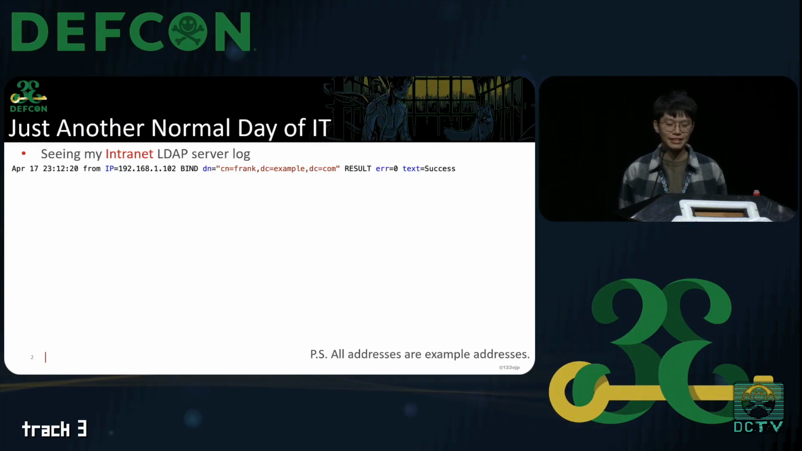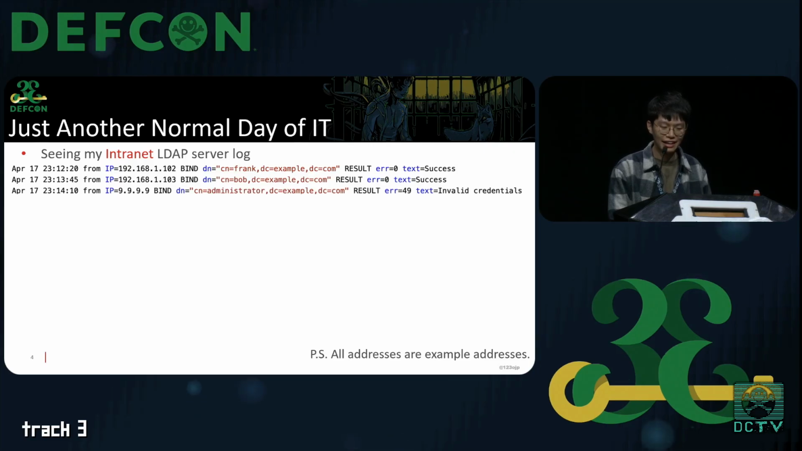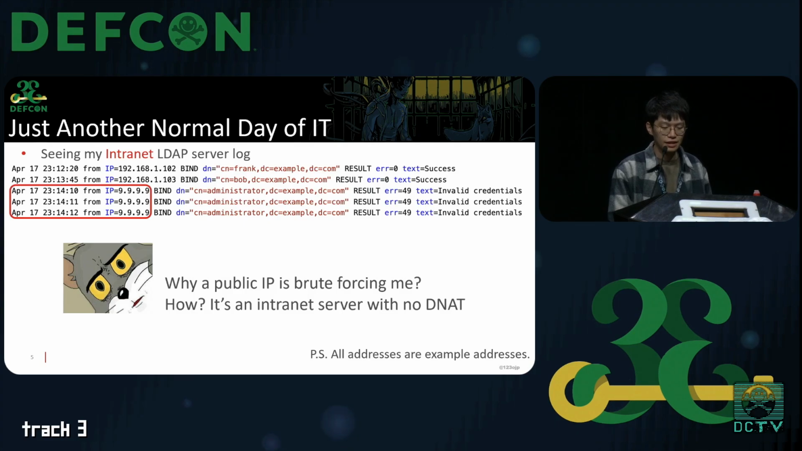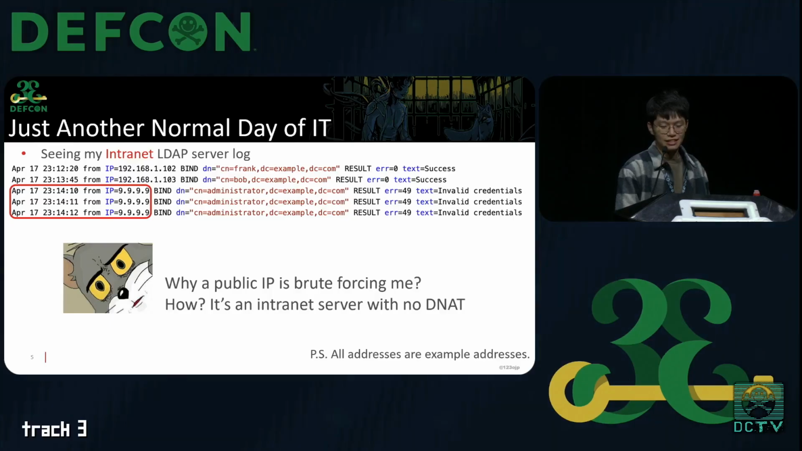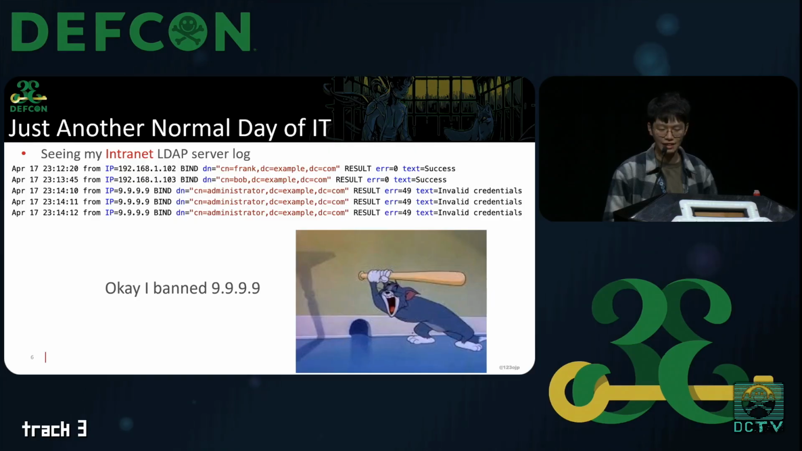So now let me take you into a typical day in my IT life, seeing my intranet LDAP server log. And there's a login from Frank. And there's a login from Bob. And then, wow, there's an invalid login from a public IP, 9.9.9.9. How and why can this happen? This is an intranet server without destination NAT. So, okay, as IT, I'll ban that bad IP.